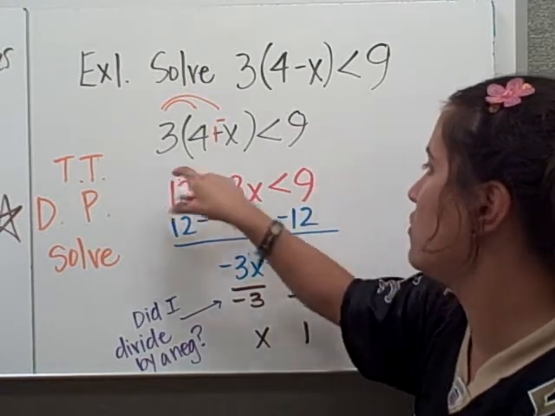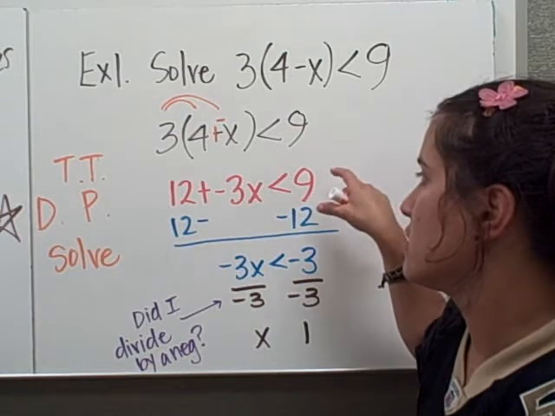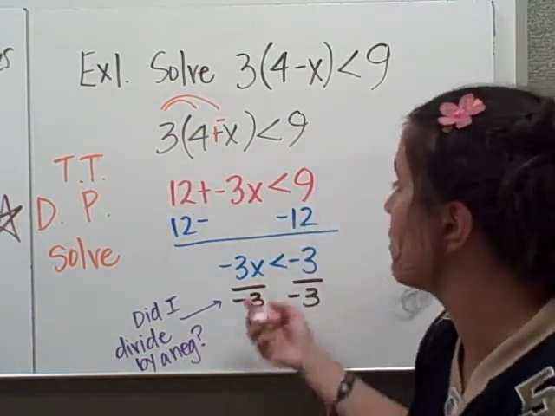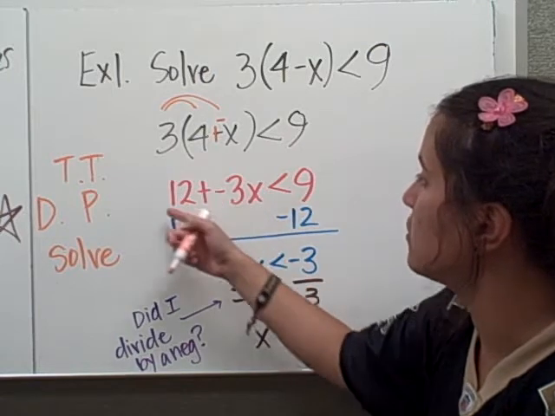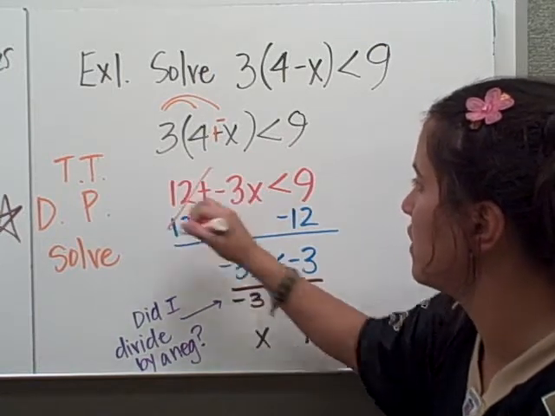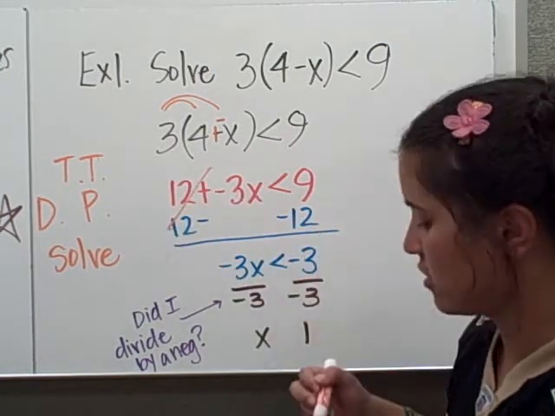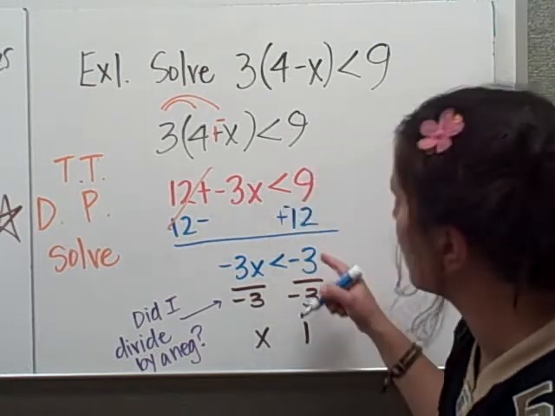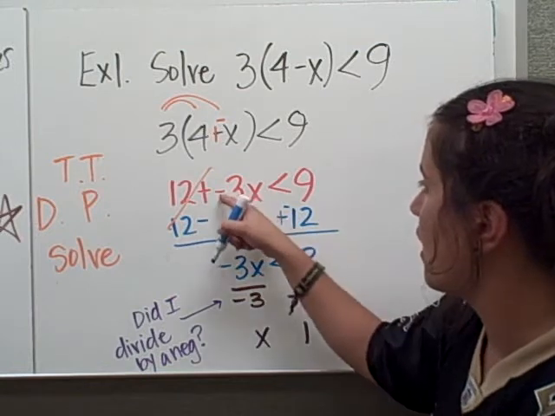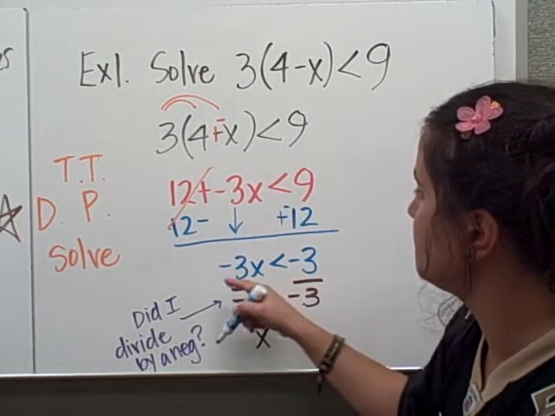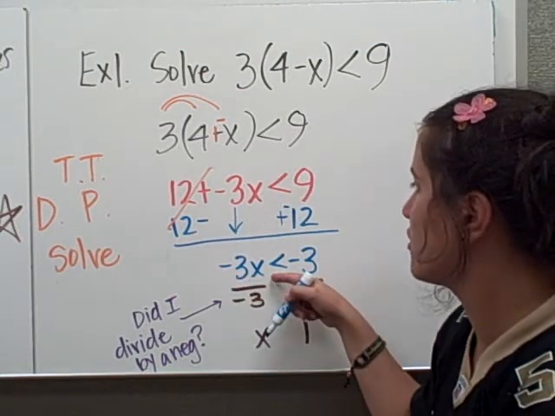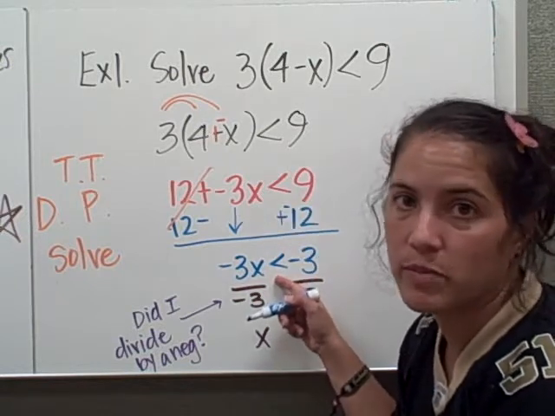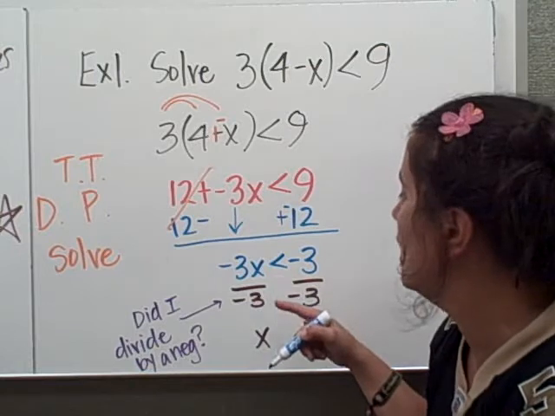I have now what looks like a two-step inequality, which we just learned how to solve. I have to undo this plus 12 with a minus 12. 9 minus 12 over here. In order for me to subtract 9 minus 12, I have to touch twice, and I get negative 3. And then I brought this negative 3 down. Negative 3 is less than negative 3x. I did not switch my inequality symbol because I didn't even multiply or divide. All I did was subtract.